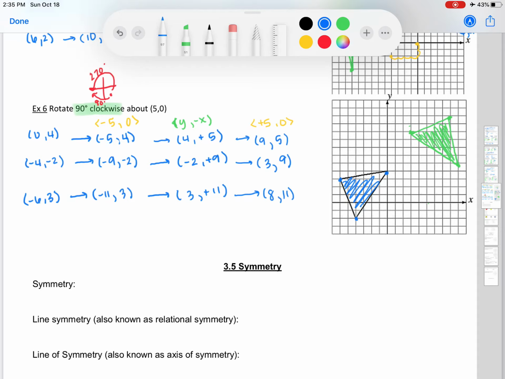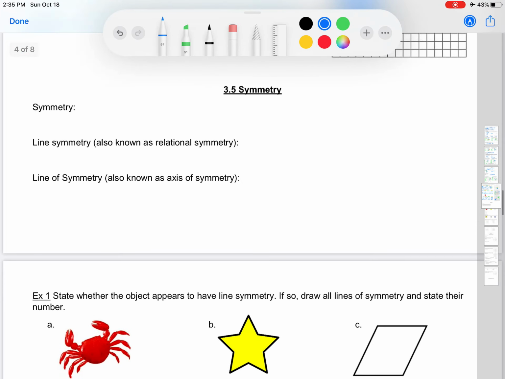Okay, we're also going to cover 3.5 today, which is just symmetry. So this is something that you should be familiar with. It should be a review from 8th grade, which is why I think that we can go ahead and just kind of give it a quick review.